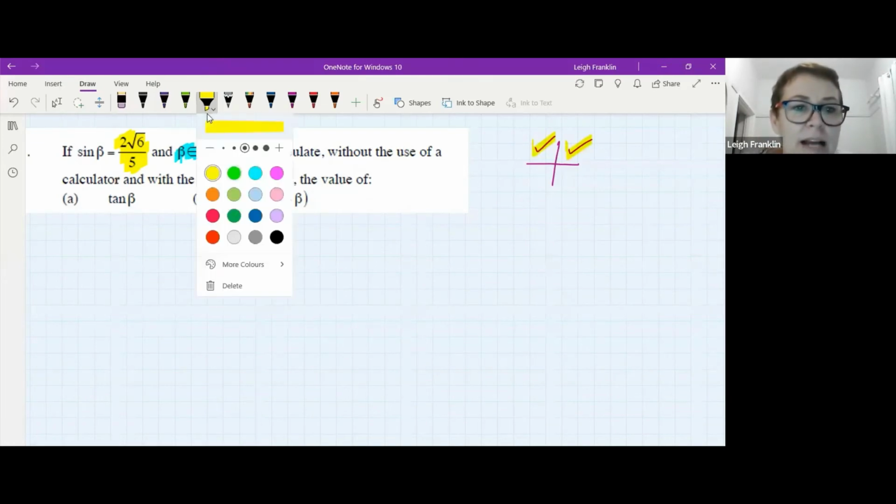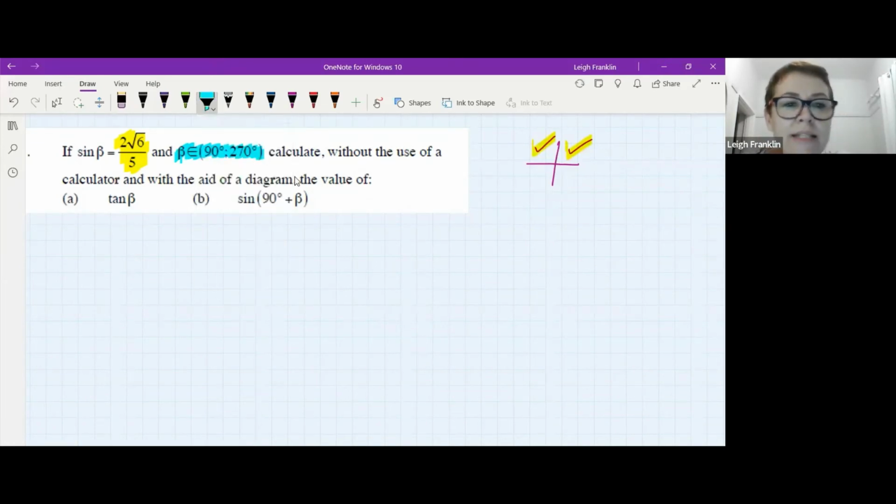But they said to us the angle is between 90 and 270. So remember, 90 is here, 270 is there. So telling us the angle is between 90 and 270 is saying to us, well, either we're drawing in quadrant 2 or we're drawing in quadrant 3. So in actual fact, we're going to be drawing this in quadrant number 2. Does that make sense to everybody?